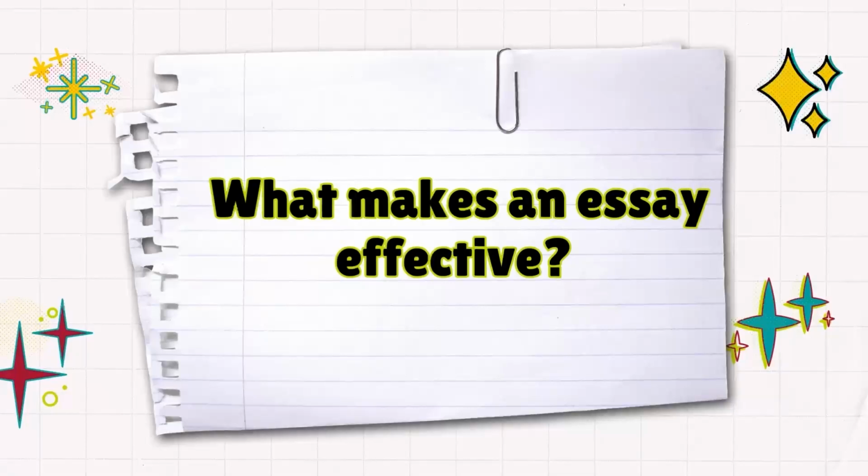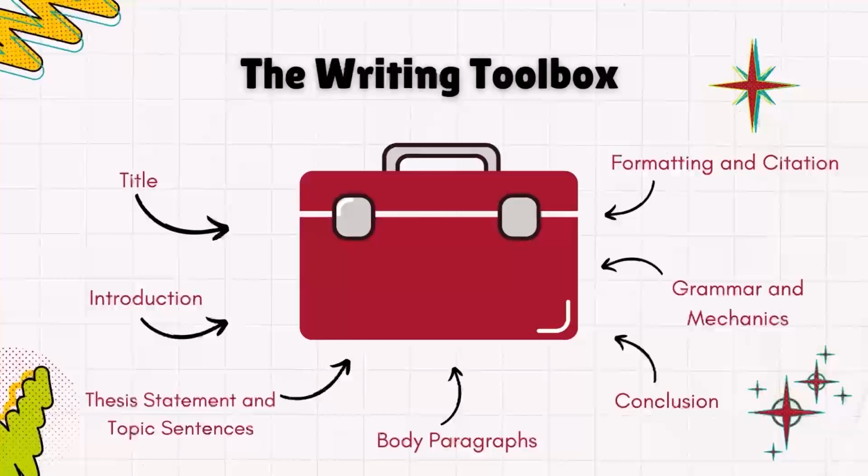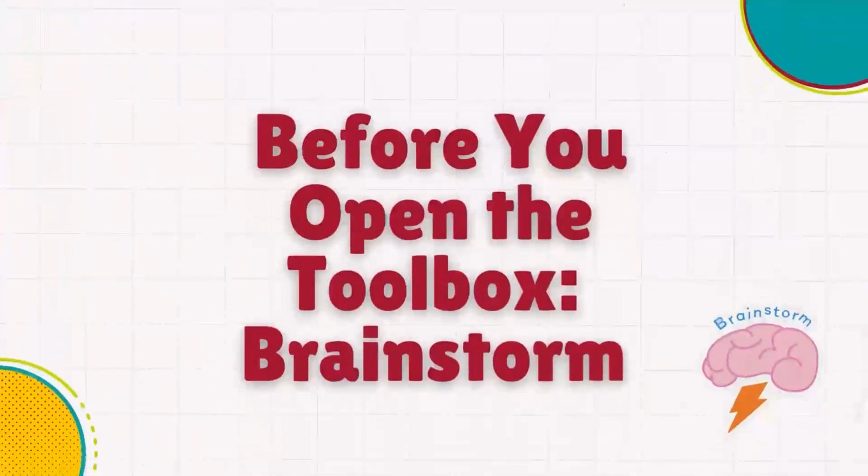What makes an essay effective? While there are a lot of possible answers, the short answer is structure. The tools we cover today will help you craft a well-structured and effective essay. The tools you need to build an essay include a title, introduction, thesis statement and topic sentences, body paragraphs, a conclusion, grammar, and formatting. We'll cover not just when to use these tools, but how to use them to effectively make your point. Before you open your toolbox, you should always start by brainstorming.